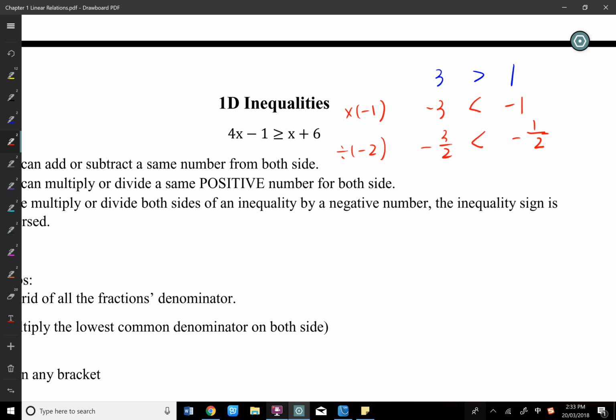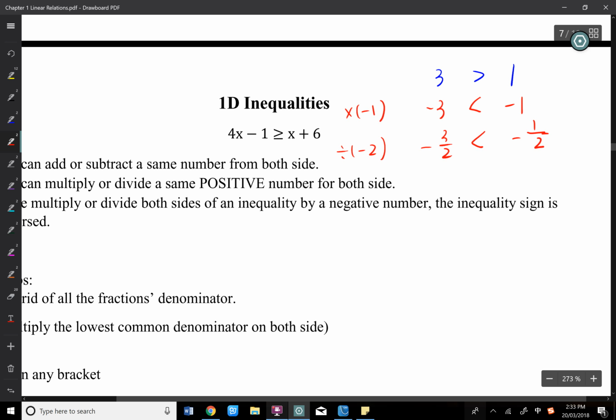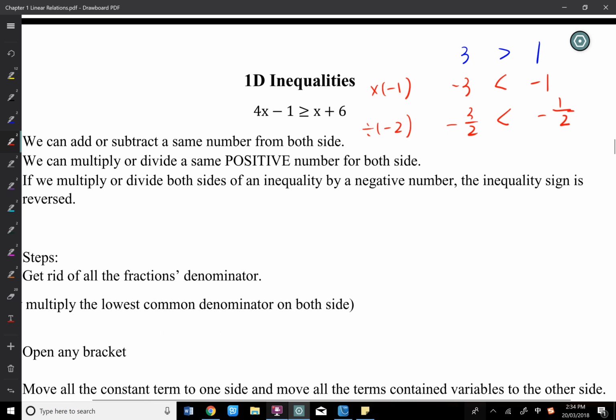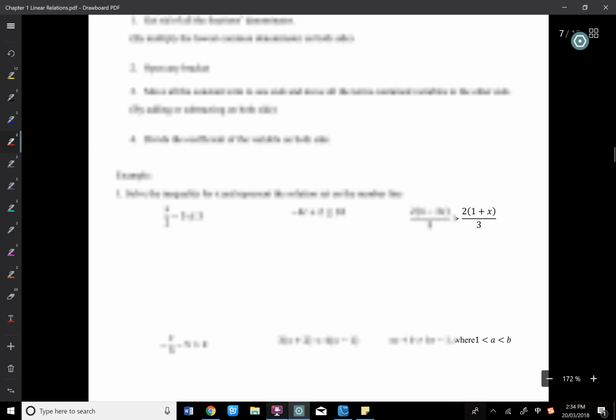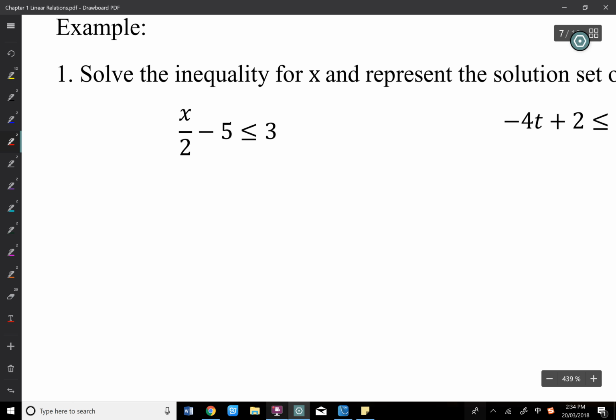So what this example shows us is when you times or divide by a negative number on both sides of an inequality, your inequality sign needs to swap. That's something we need to be careful with. Other than that, it's pretty much the same as how we solve an equation.